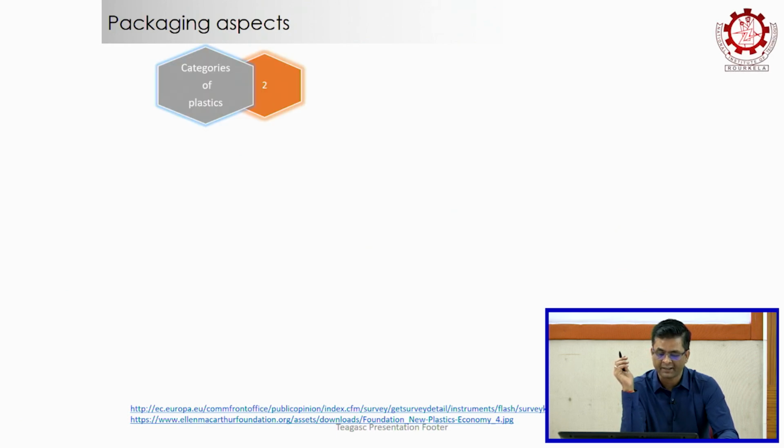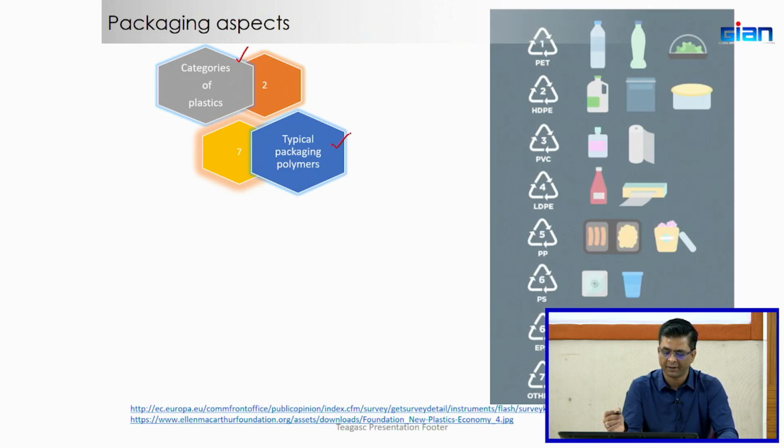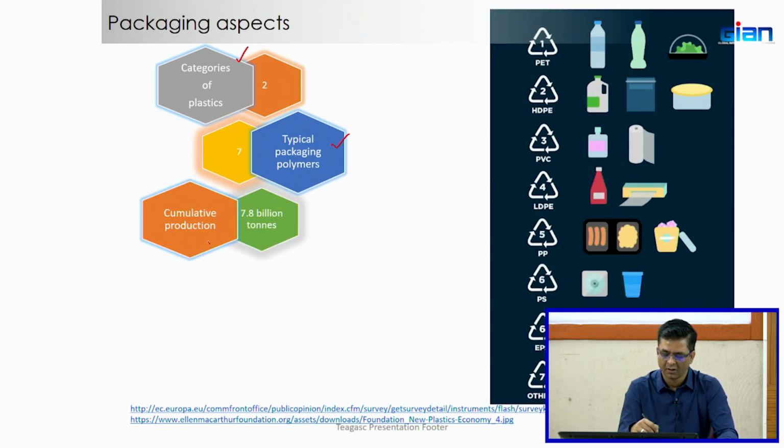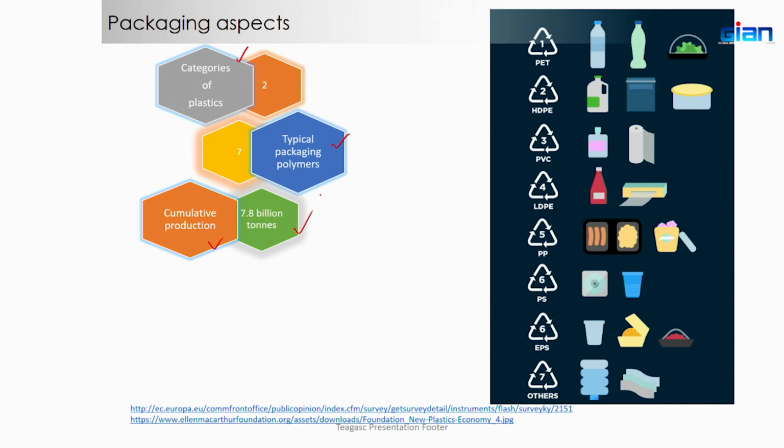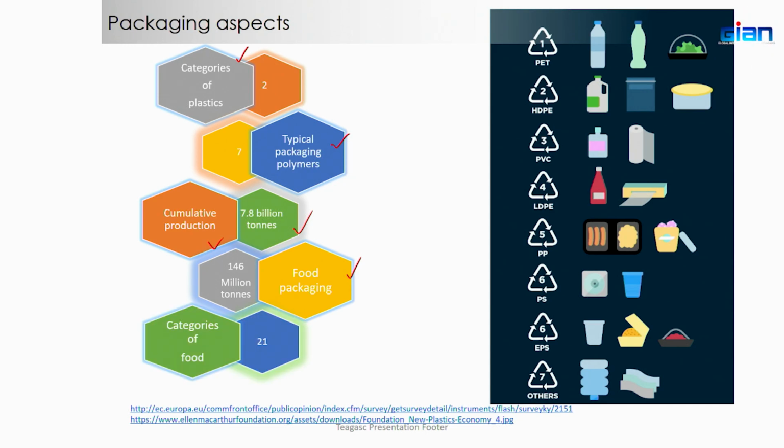So coming back to the packaging aspect, one is to know what the categories of plastics are, the typical polymeric material production, and food packaging. We are only concerned about the food side of it, and then what the different categories of food are. We can name a number of different categories of food which are either packed or consumed in some form of packaging.